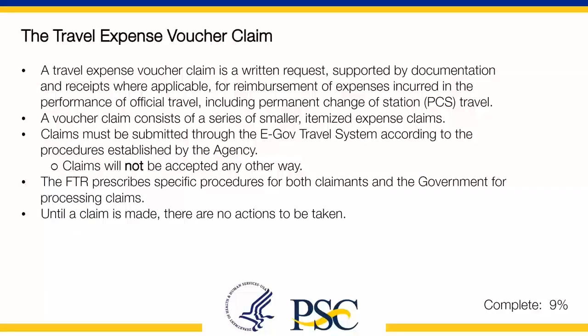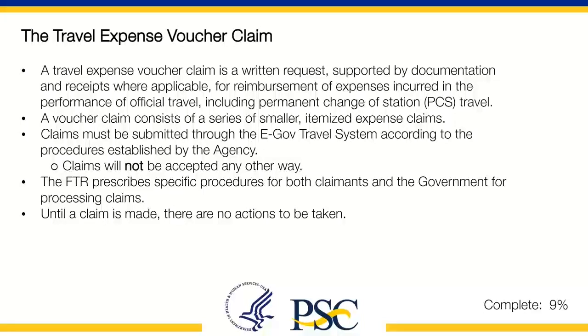A travel expense voucher claim is a written request, supported by documentation and receipts where applicable, for reimbursement of expenses incurred in the performance of official travel, including permanent change of station, PCS, travel. A voucher claim consists of a series of smaller, itemized expense claims. Claims must be submitted through the eGov travel system according to the procedures established by the agency. Claims will not be accepted any other way.